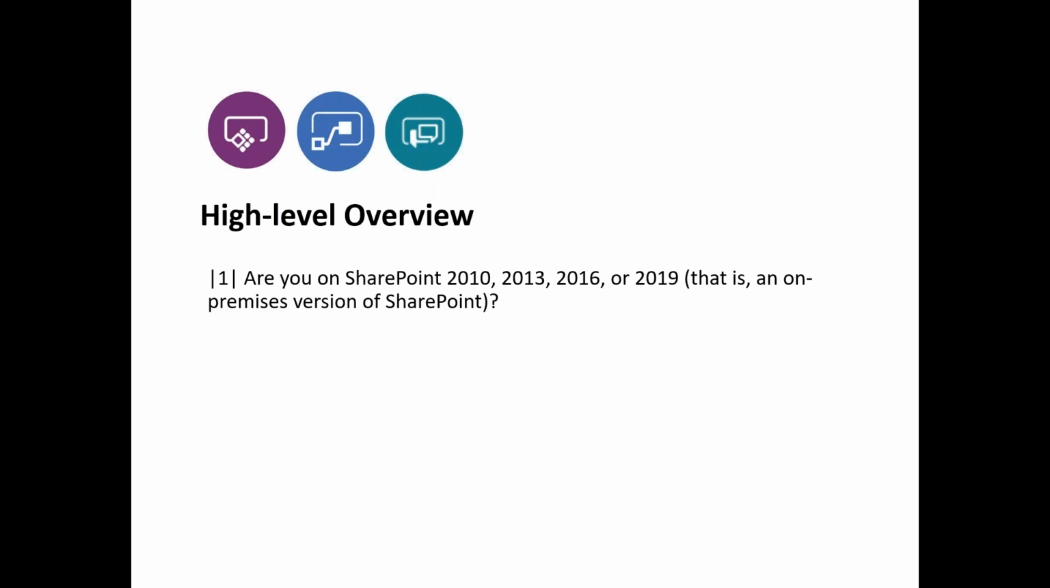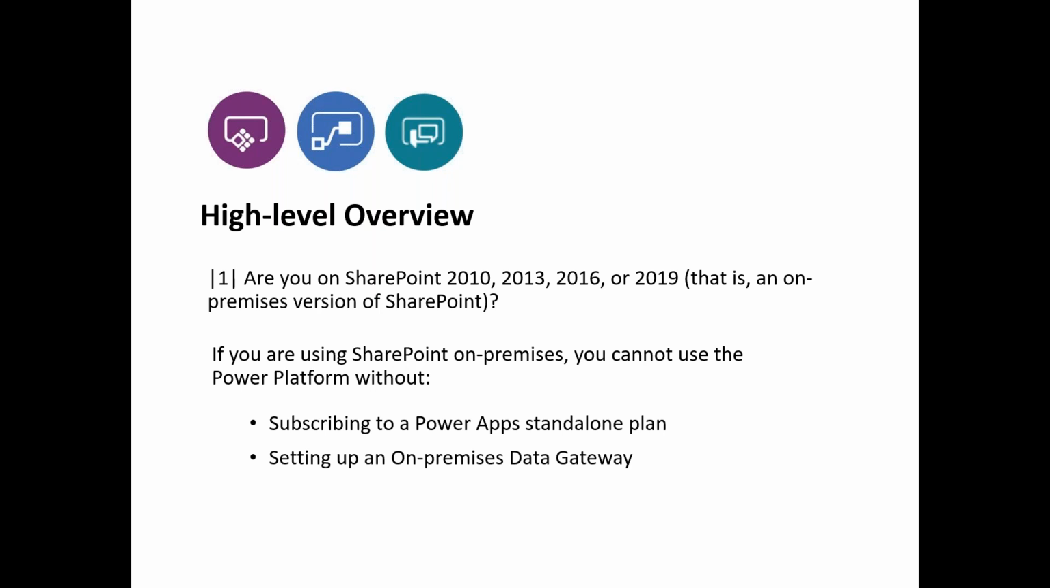The first one is, are you on SharePoint 2013, 2016, or 2019? That is an on-premises version of SharePoint. If you are, then you cannot use the Power Platform without subscribing to a PowerApps standalone plan and setting up an on-premises data gateway. This is a very important consideration for the people who aren't in Office 365. If you're totally SharePoint on-premises, you would have to get a PowerApps standalone plan, not just Office 365, so you get the premium connector. The on-premises data gateway is a premium connector. You don't get that with straight up Office 365, as I'll explain later in the webinar. You get it with a PowerApps standalone plan, and I'll explain what that is, and the on-premises gateway. So this is a very important consideration right out of the box. If you're totally committed to the on-premises world, PowerApps is not really a consideration without this extra effort and cost.